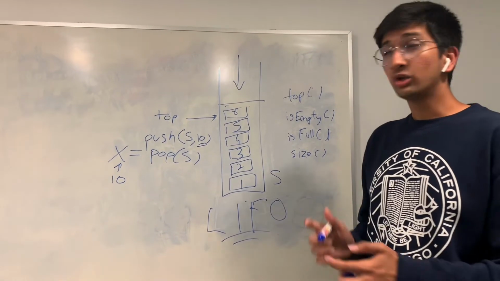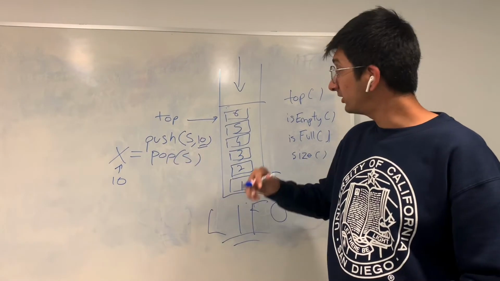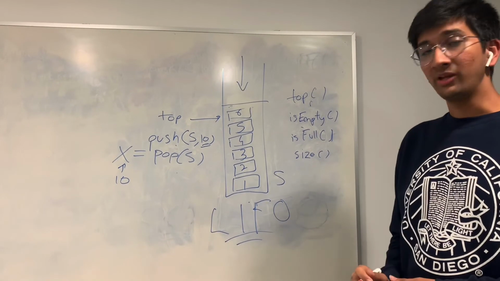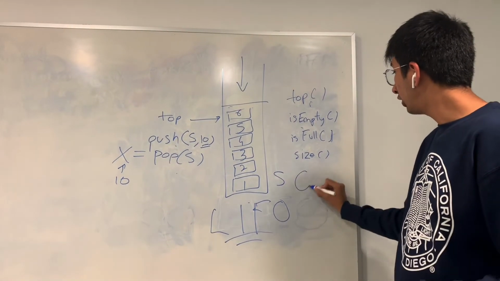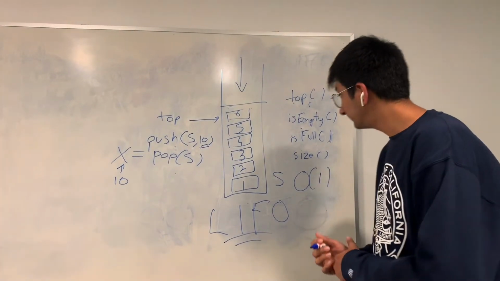Now to talk about the complexity of these operations, all the operations, whether it be push, pop, top, isEmpty, isFull, or size, all of these operations for a stack are computed in a complexity of big O of 1, which is really good complexity.